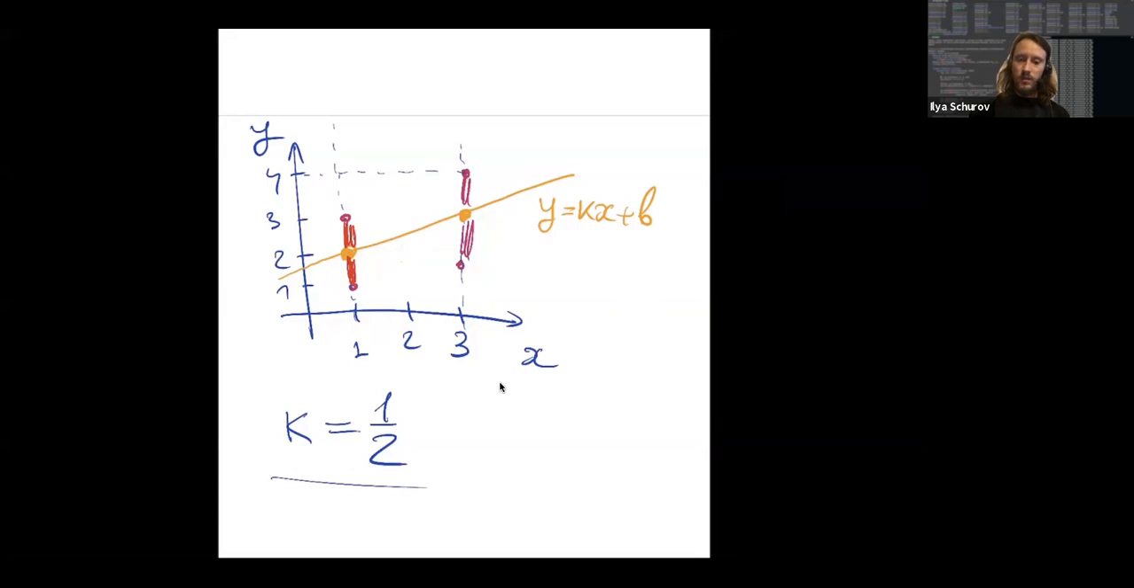So basically, the problem that is solved by R when it finds this best fit line is very similar to this one, but just a little bit more complicated.